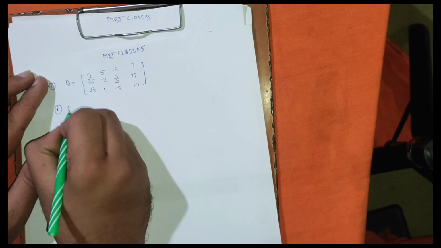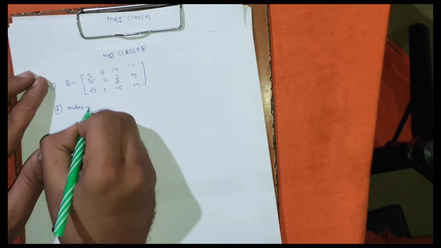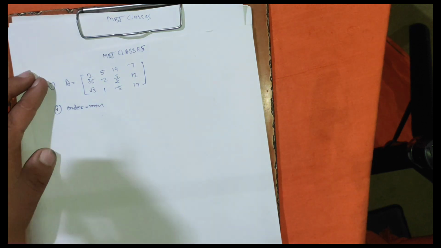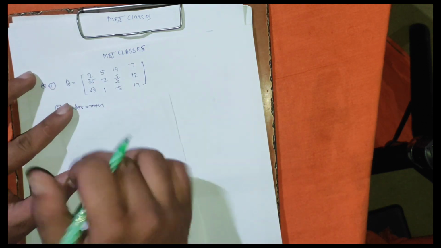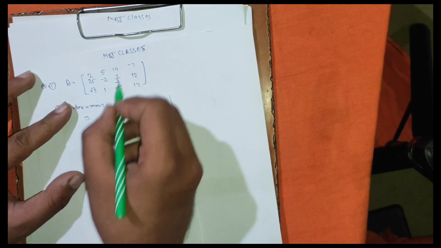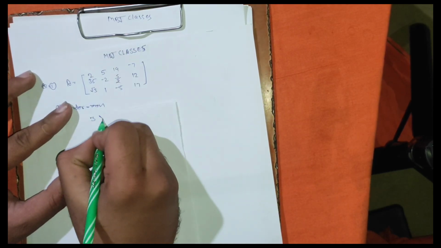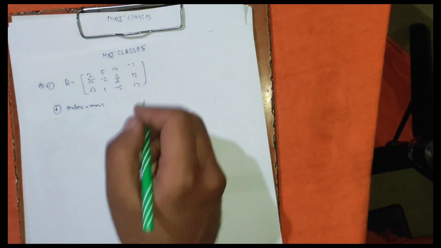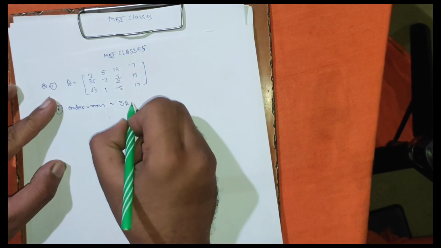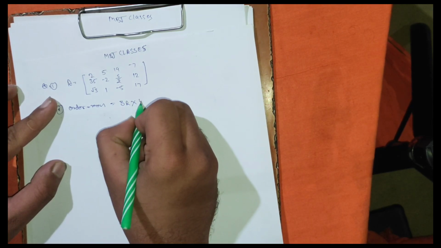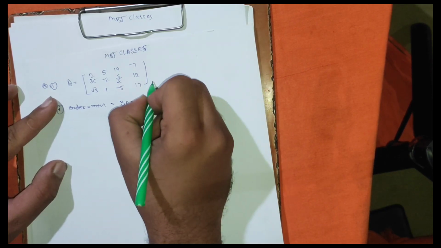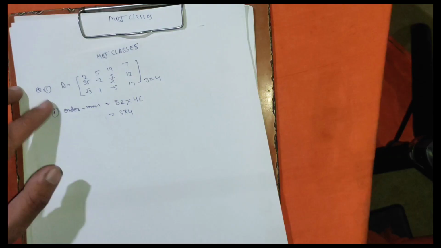Okay, so the order, I say m cross n, the number of rows it has: 1, 2, 3, first row, second, third row, so it has 3 rows and 4 columns. So we can say 3 rows by 4 columns, so 3 by 4. The order of this matrix is 3 by 4.